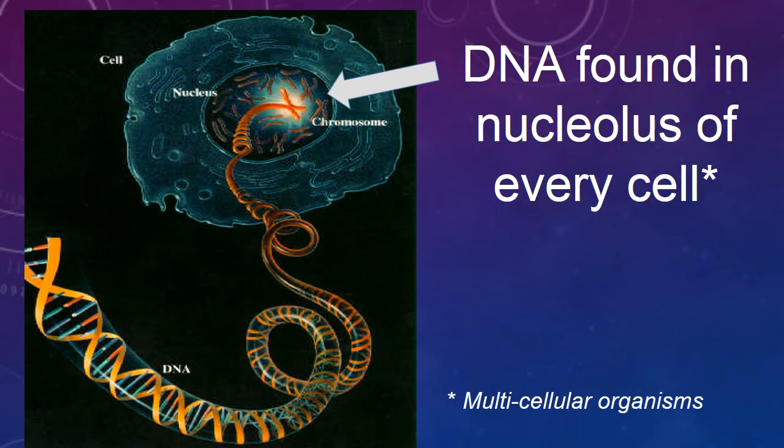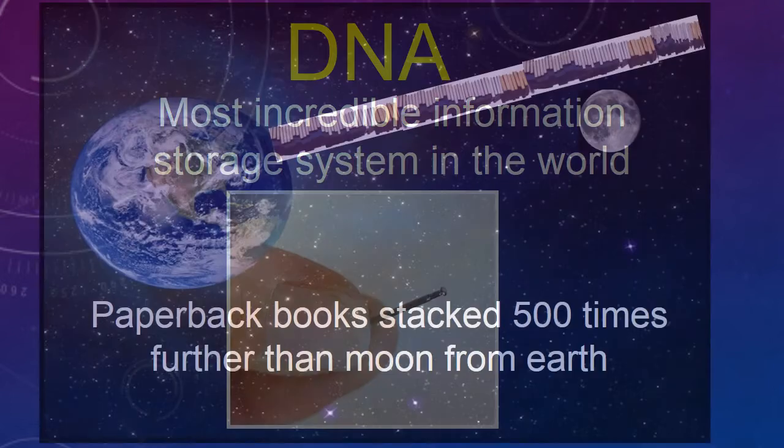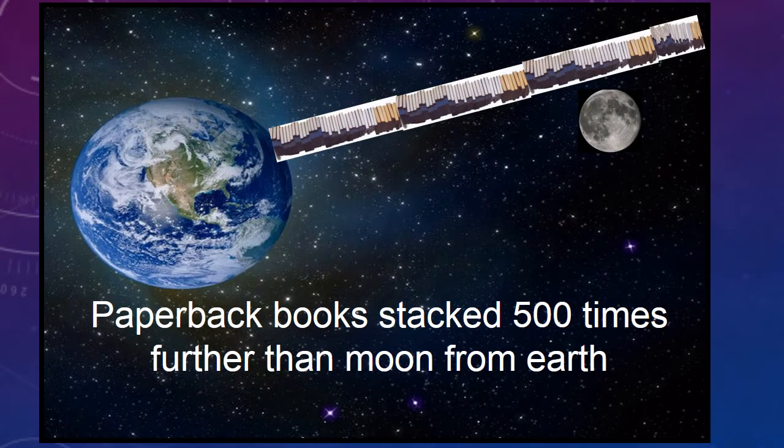Now, the DNA is found in the nucleus of every cell in your body and every cell in other animals. The DNA is the most incredible information storage system in the world. The amount of information that could be stored within DNA, the size of the head of a pin, would be the equivalent of paperback books stacked 500 times further than the moon from the earth. That is quite an incredible storage system.